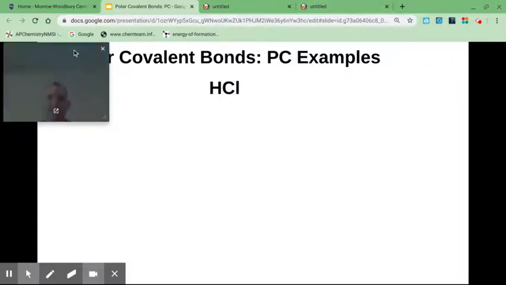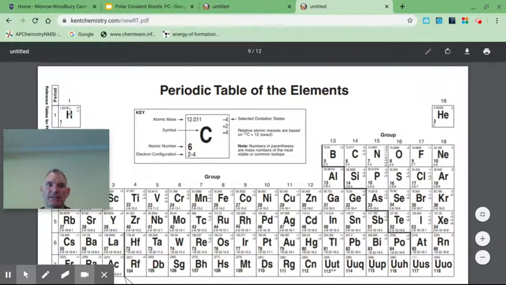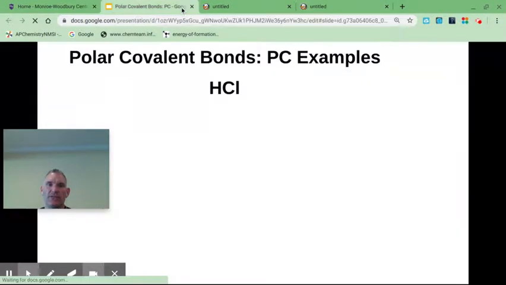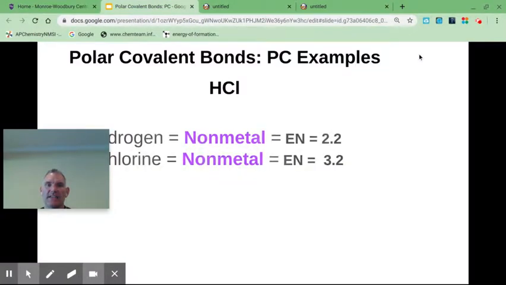So first thing is, if we look at the periodic table, H, top left, Cl, top right, I know I have two nonmetals. If I go to table S, H has a value of 2.2 and Cl has a value of 3.2. So when I do the math, subtracting those will give me an electronegativity difference of 1.0. 1.0 also falls in the region of 0.5 to 1.6.